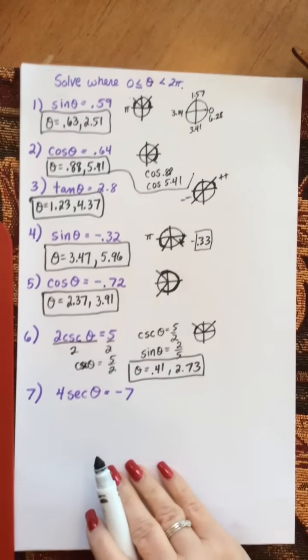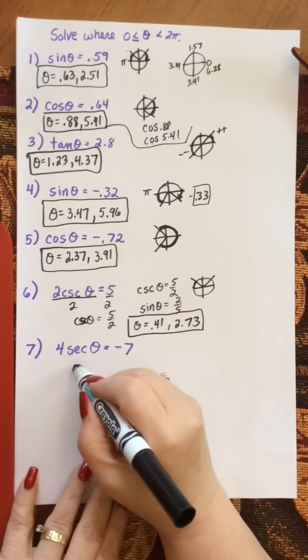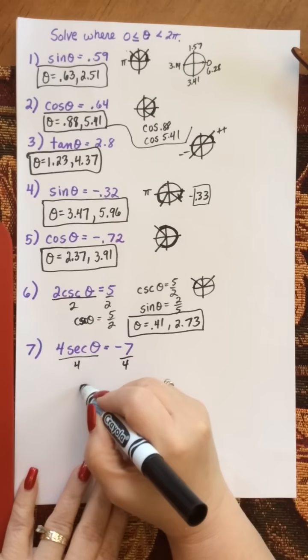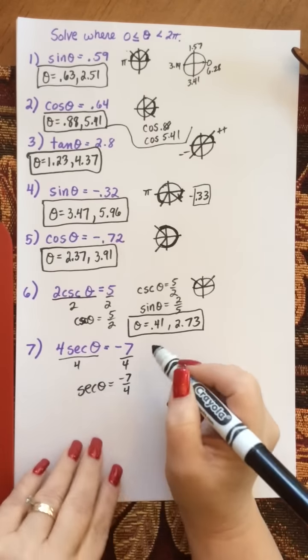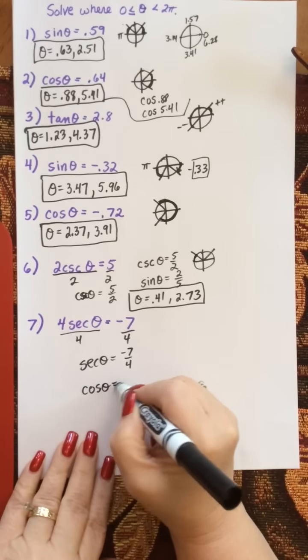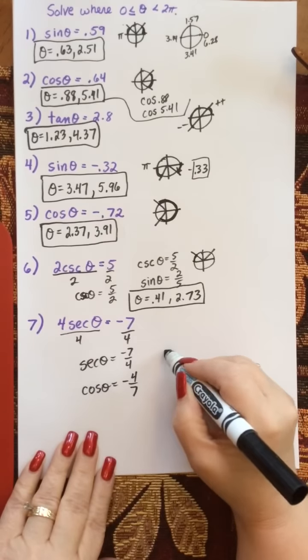All right, now we're going to do similarly, except it'll be secants, okay? So first thing you do is you'd say, divide both sides by 4. So you get secant of theta is equal to negative 7 over 4. Well, reciprocal of secant is cosine. The reciprocal of negative 7/4 is negative 4/7.